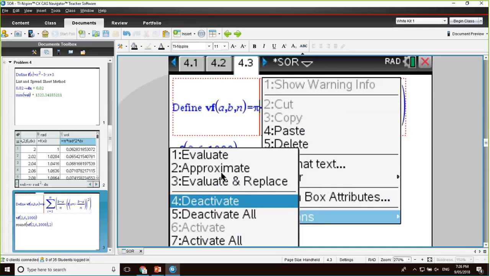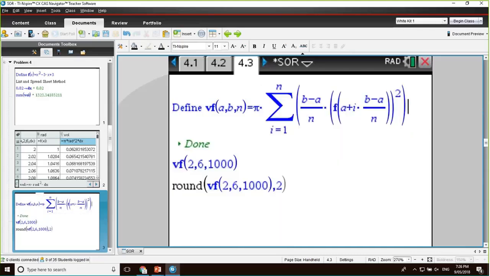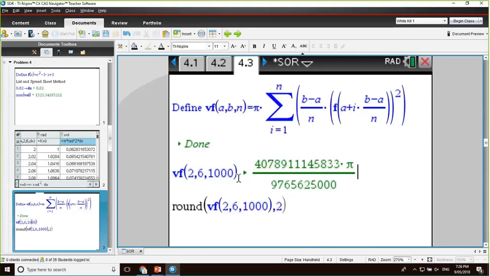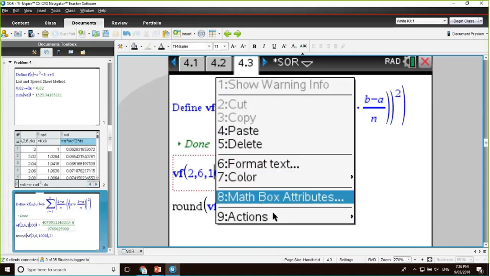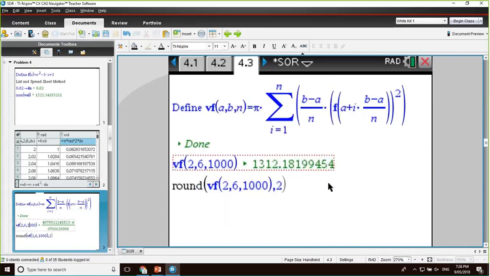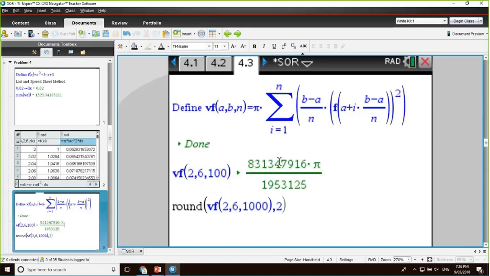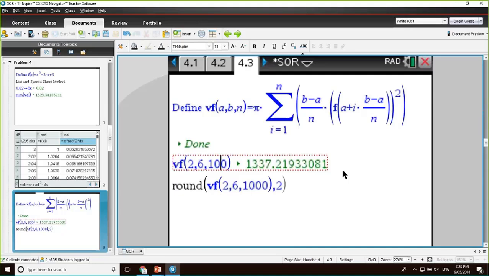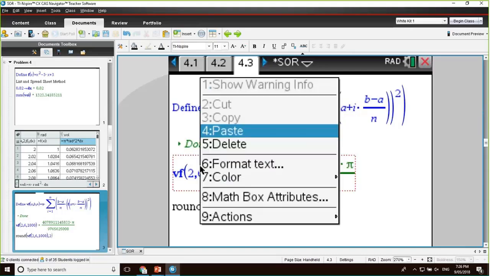if I say action, evaluate, it will say done. That means it's accepted my definition, and now if I do action, evaluate, it gives me an exact value. Now I've used the round feature there. Actually over there itself I could do action, evaluate, approximate, and it gives me an approximated value of 1312. Now if I change the number of intervals there to 100, it's moving away from the exact value. So it really depends on the number of intervals, and that's the logic that is used there.